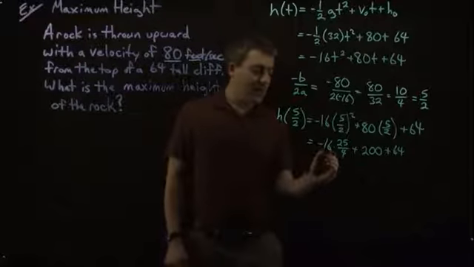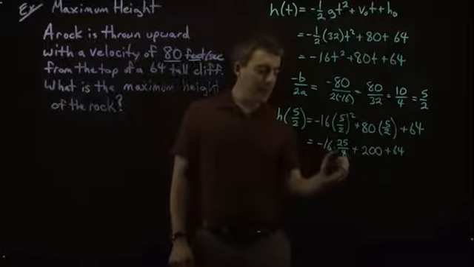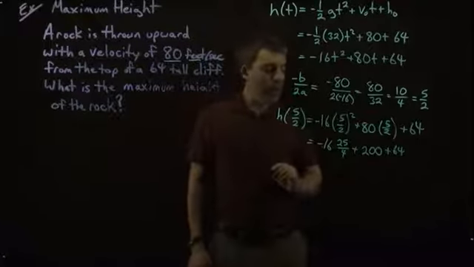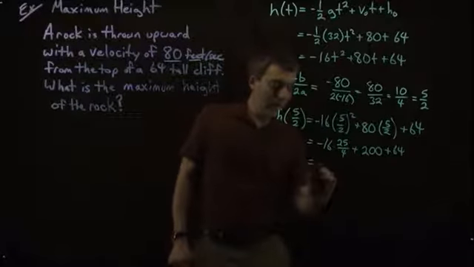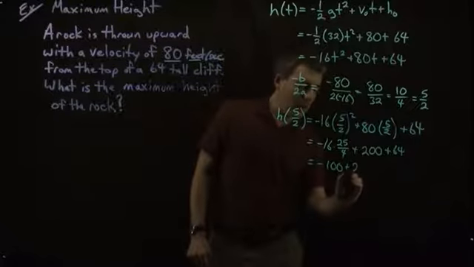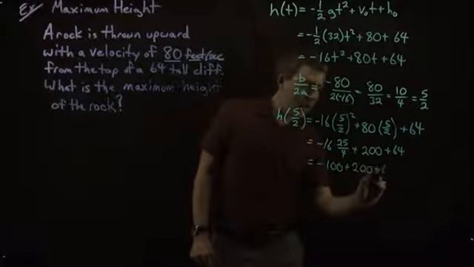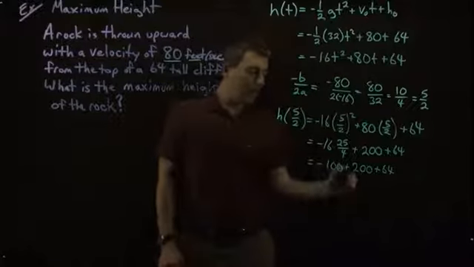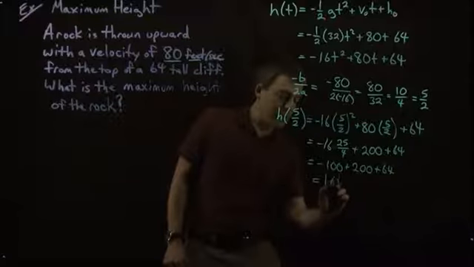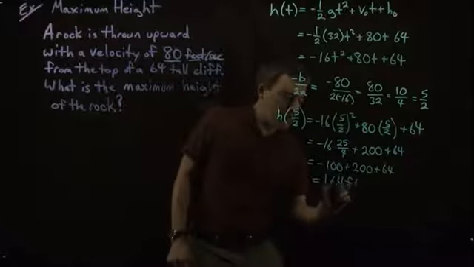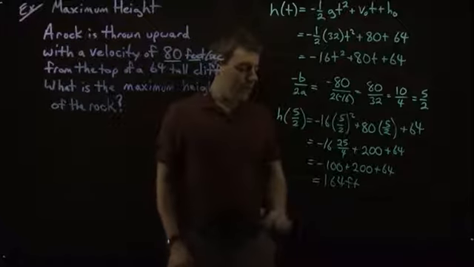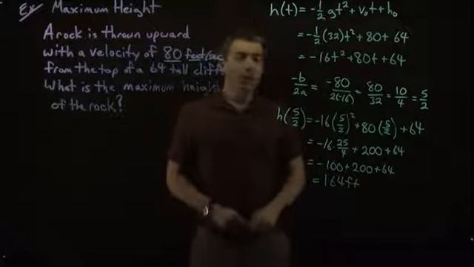Here we have negative 16 divided by 4, which is negative 4, and negative 4 times 25 is negative 100. So we have negative 100 plus 200 plus 64, and that's going to be 100 plus 64, 164 feet. So the maximum height of this rock is 164 feet after 2.5 seconds.